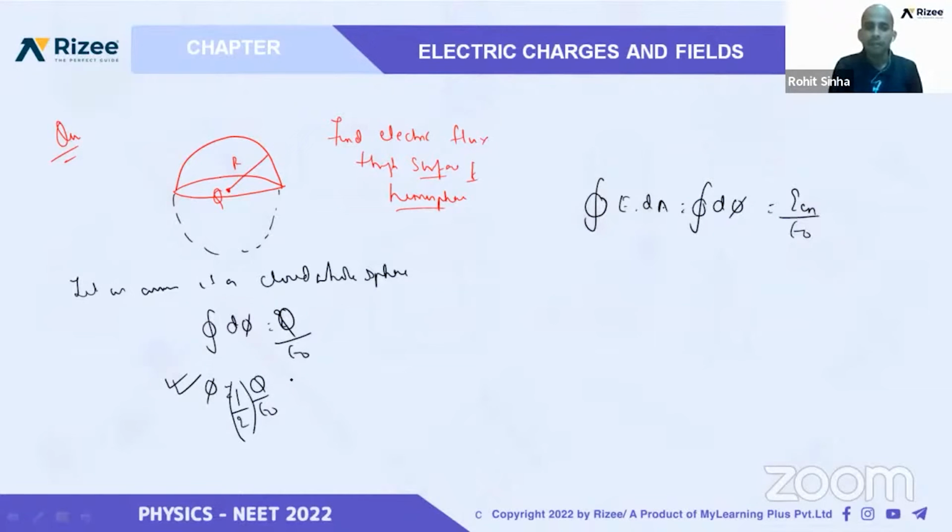Since it is a half, we will get a new flux. From here we will get phi is equal to sigma charge by epsilon naught. But since it is a hemisphere, half of it, the surface area will reduce to half. So a factor of 1 by 2 multiplies here. What we get is sigma Q by 2 epsilon naught. This will be the answer.